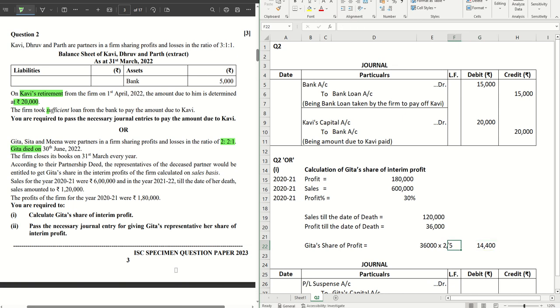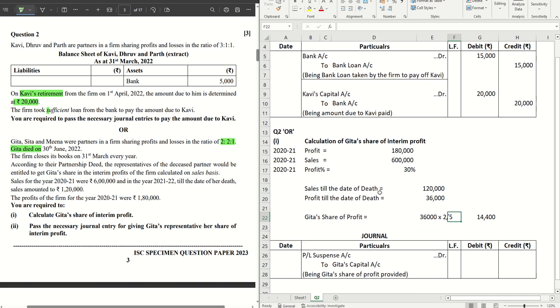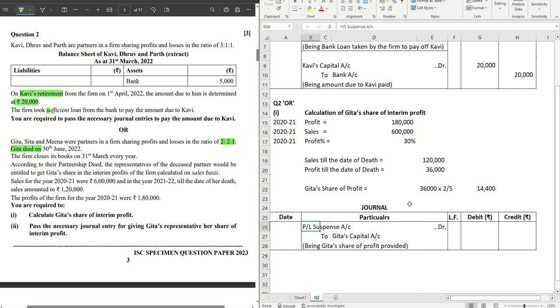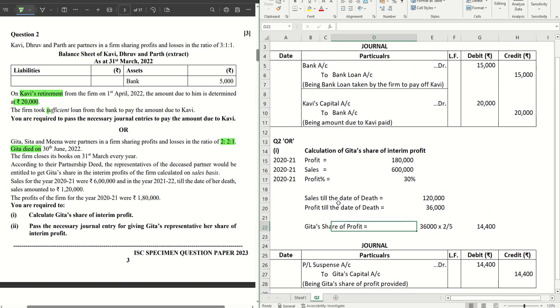All right, part 2 says that we have to pass the journal entry. So in that case, the interim profit is debited to P&L suspense account 14,400, and that is credited to Geeta's capital account, being Geeta's share of profit provided to her. All right, so these are the solutions for these two sums for 3 marks. If you are able to do all of them, you get 3 on 3.